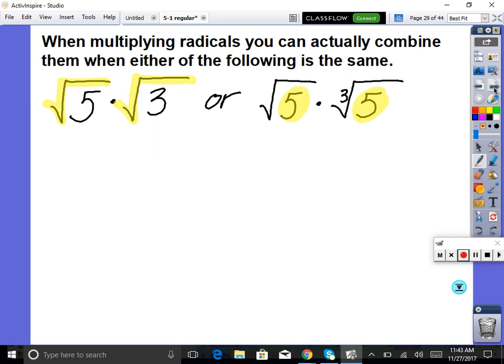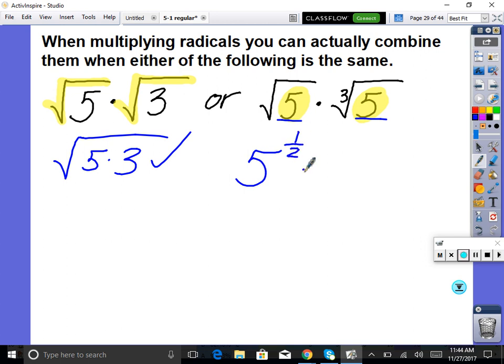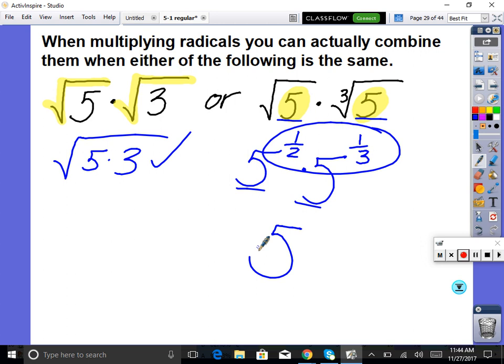Okay, here is the rule. When multiplying radicals, you can combine the radicals if one of the following is true. If they have the same radical, you can put them under the same radical. Does everybody see? Or think about it. If you have the same base, it's okay that you have different radicals. Well, why? Because that's 5 to the 1/2 power times 5 to the 1/3 power. Am I right? When you multiply the same base, you add your exponents. So do you see how even though the radicals were different, since the base was the same, we could put them together? So this would be 5 to the 1/2 plus 1/3.